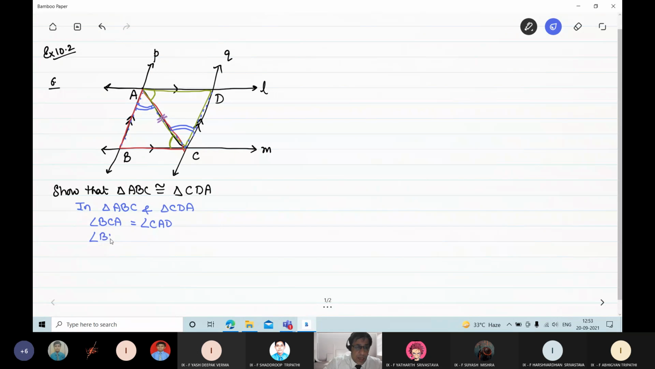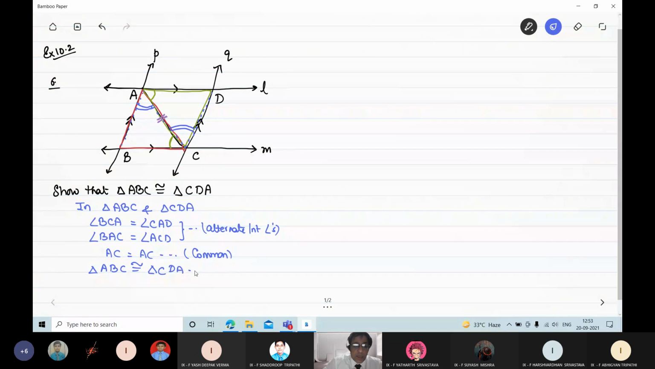Angle BAC will be equal to angle ACD, and both these angles are alternate interior angles. Then AC will be equal to AC. This is common. It is important that you give the correct reason for whatever you do. So therefore we can say that triangle ABC will be congruent to triangle CDA, and this is congruent by the ASA axiom. Is this question clear to everyone? Yes, sir. Okay.